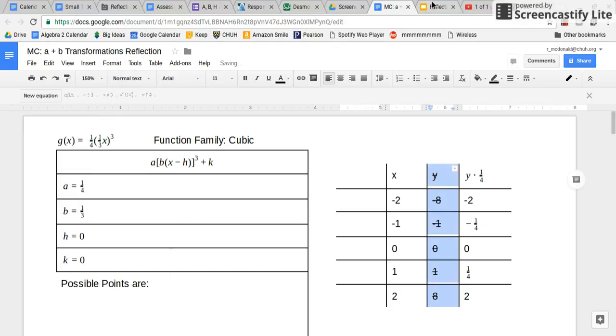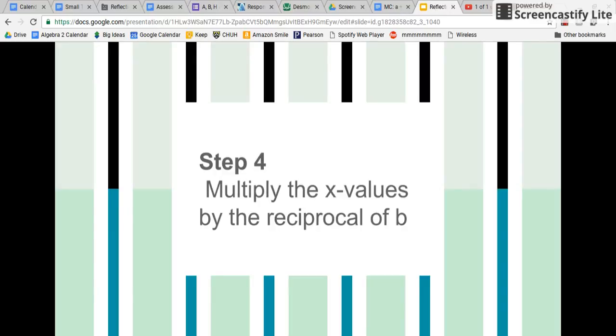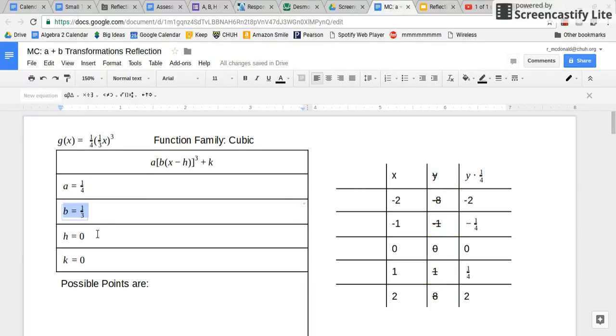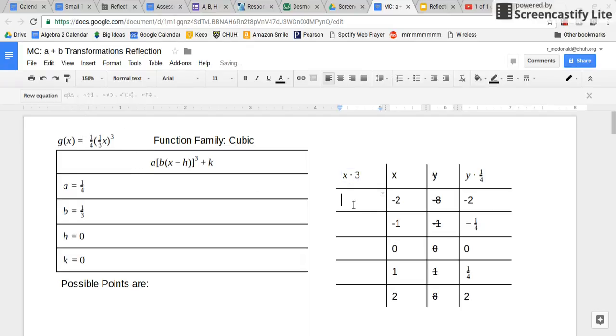We're starting the transformations. So now my step 4 is to multiply the x values by the reciprocal of b. So instead of multiplying it by the 1/3 that we have for b, we're actually multiplying it by the reciprocal, which is just 3. So I've got to do x times 3, which was the reciprocal of b. So if I do that, I get -6, -3, 0, 3, and 6. And similar to the y's, the x's I don't need anymore because I get a new set of x's. So I can go ahead and cross that out.